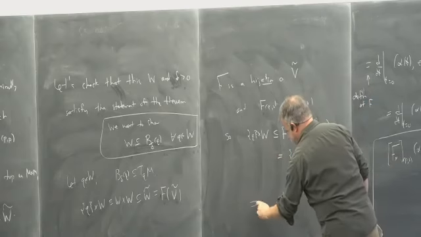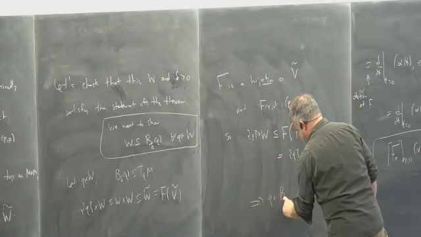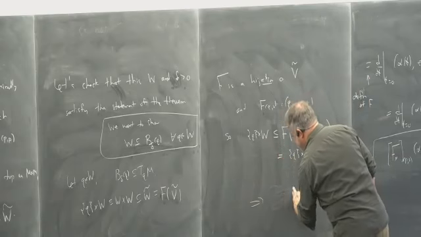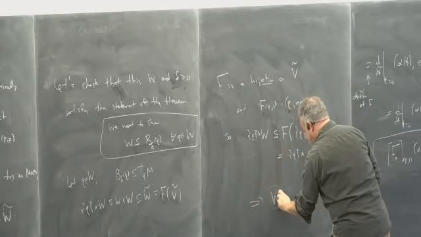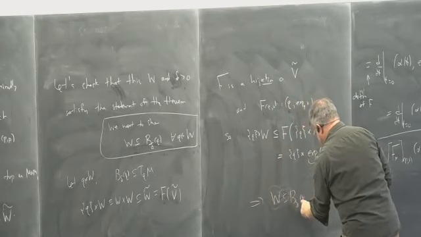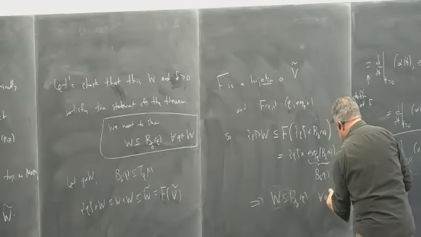Okay, so this says that W is in B delta of q for all q in W.